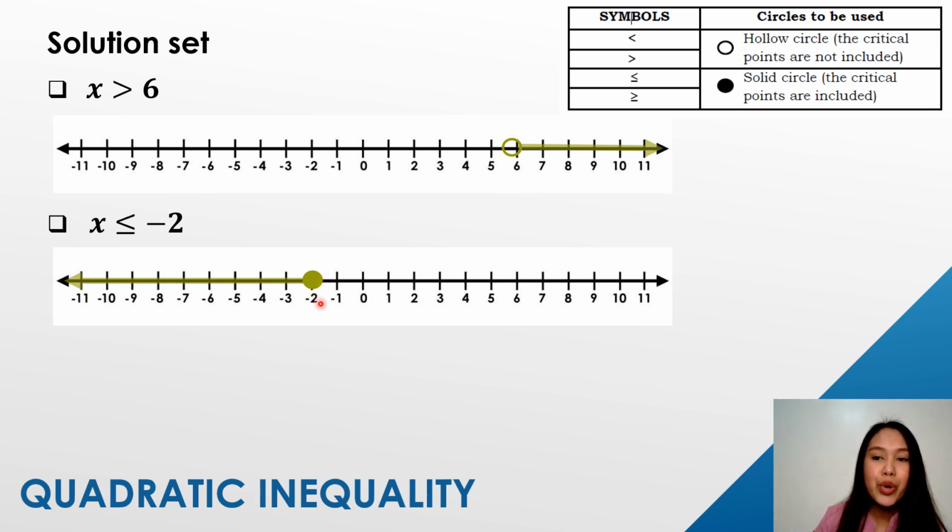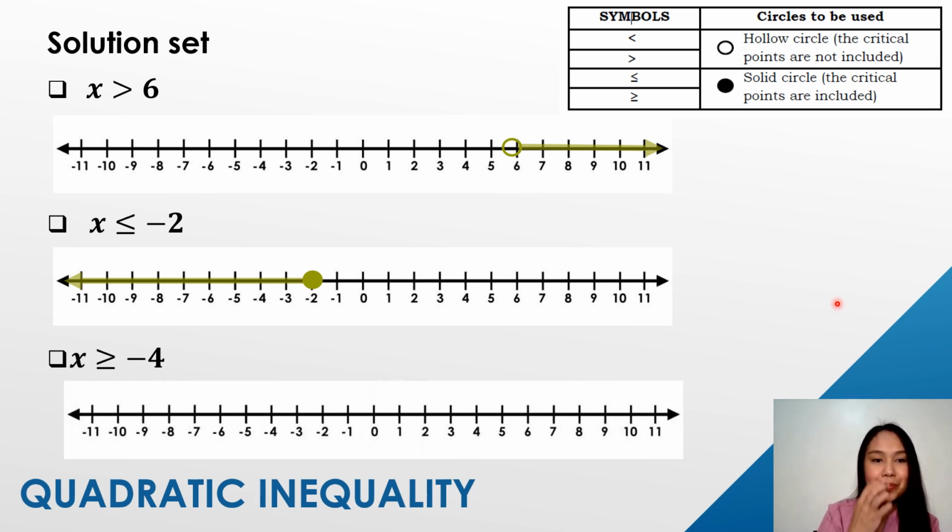Now, after that, going back to our sign, which is less than or equal to, this sign is pointing to your left. Therefore, from the solid circle, we mark all the numbers going to your left, just like that. And this number line shows the solution set for x less than or equal to -2.